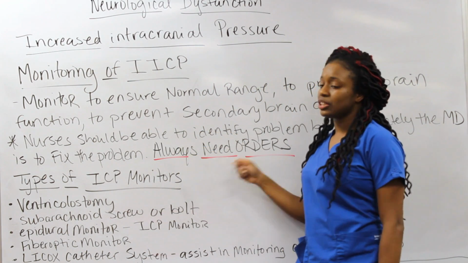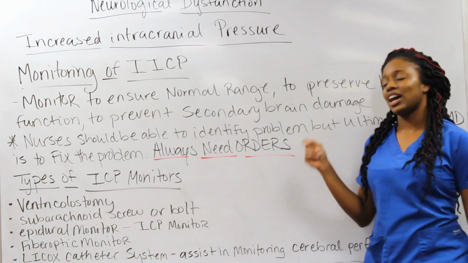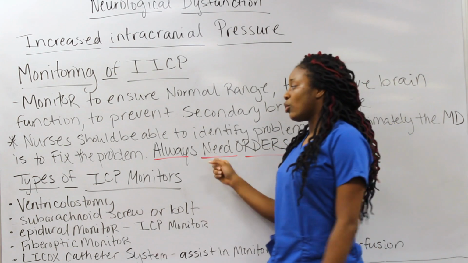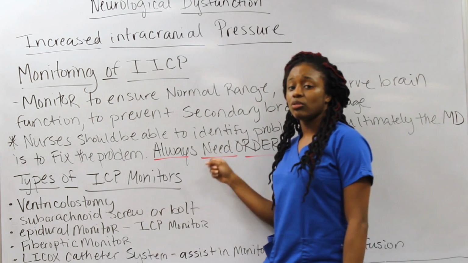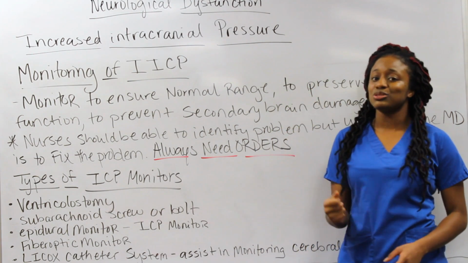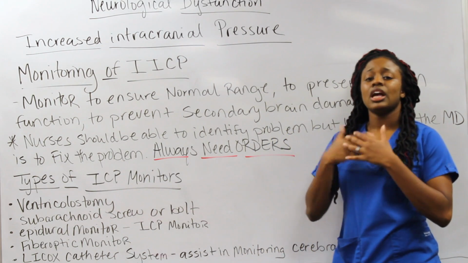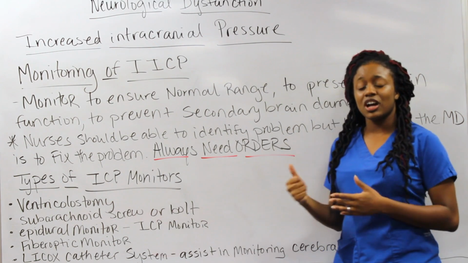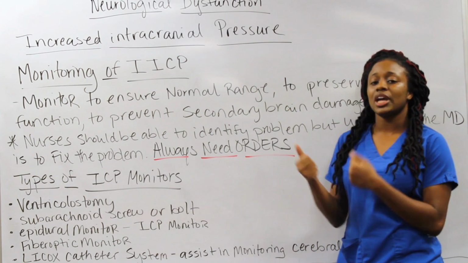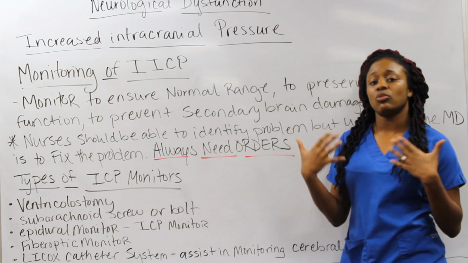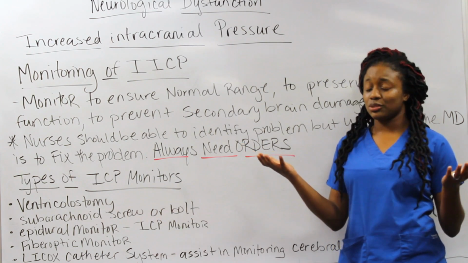So remember, we always need an order. Even though you may know what to do, we can't do anything unless we have gotten orders, okay? So you always want to make sure, and to protect your license as well, always make sure you call and you have gotten orders before you just go ahead and do certain things. So our job is to identify the problem and to call and alert the doctor. Their job is to fix the problem. I know sometimes we like to be fixers, and we may want to jump ahead and do something, but again, you don't want that to cost you your license, because if there's no order, you cannot do it.